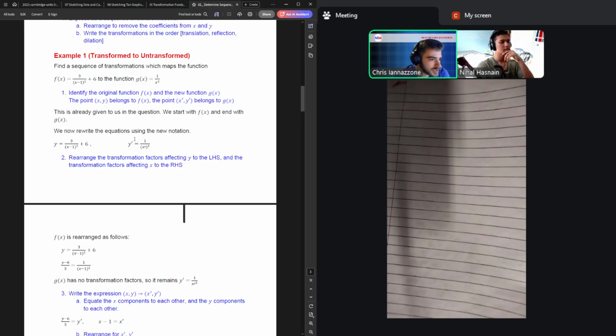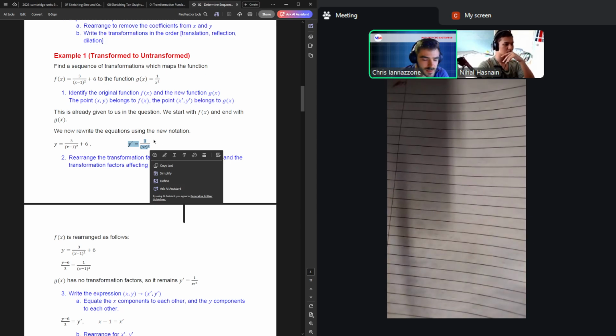If both functions are transformed, make sure you do it to the other one as well. In this case, we're looking at a bit of a simpler example, so there's nothing left to be done on this side. But if there were stuff there, you would do it to this as well.